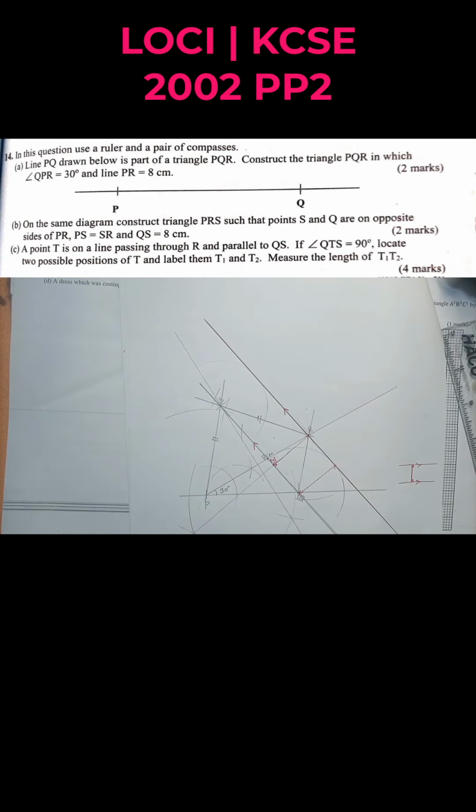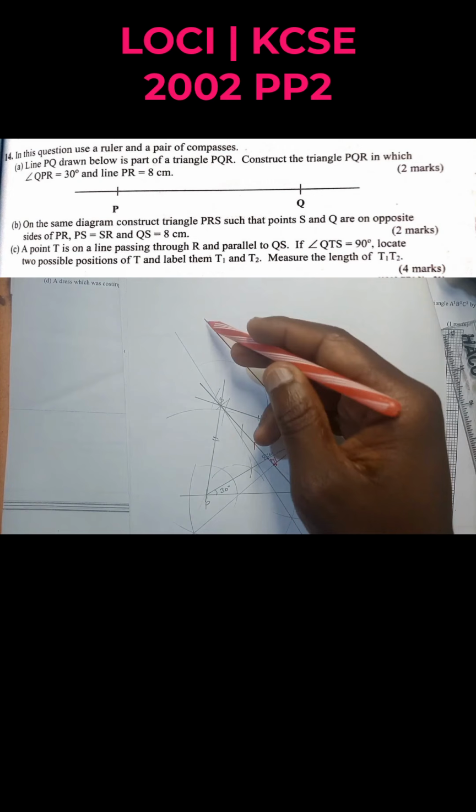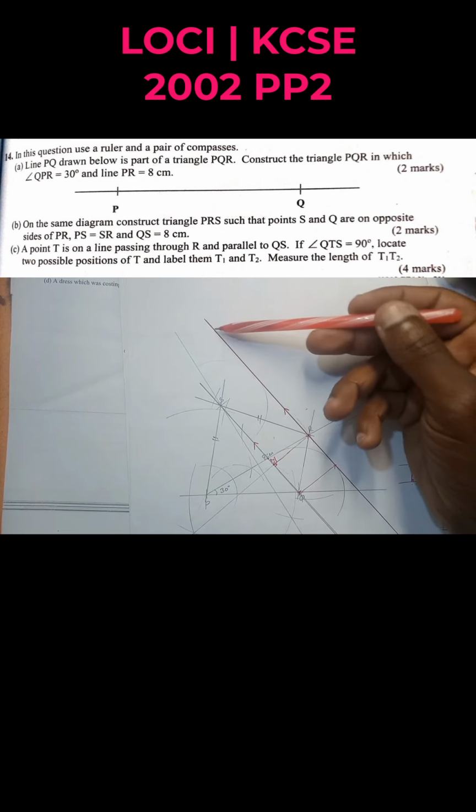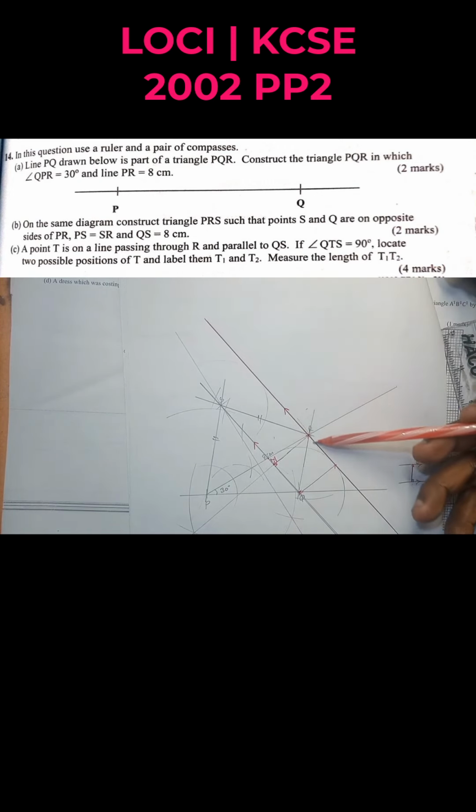Then after that, there's something else that you need to do. There's an angle that you're supposed to construct. So angle QTS should be 90 degrees. Remember that T lies anywhere along this line that I've drawn here passing through R. It can lie anywhere, and you need to construct T such that QTS, you can see where S is, should be 90 degrees.